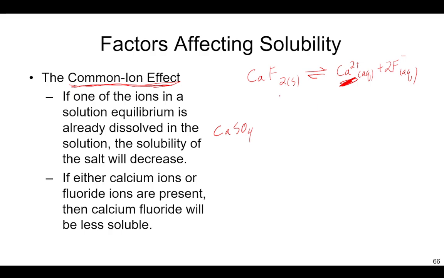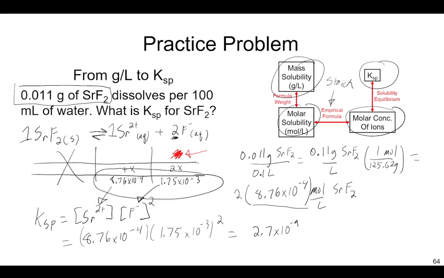So if one of the ions on the right side of your reaction here is already dissolved in the solution, then the solubility of this salt will decrease. So if either calcium or fluoride is already in the solution, then calcium fluoride will be less soluble in that solution. Remember, what we've talked about so far in this video is just like pure water, the salt, the ionic compound, is dissolving in it.